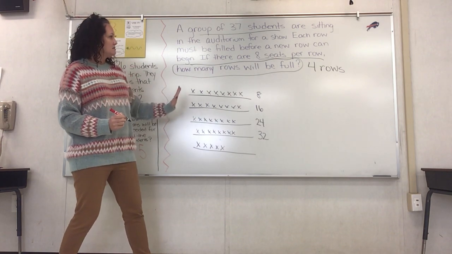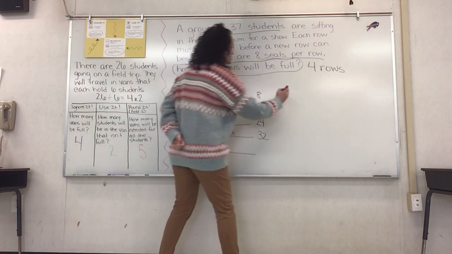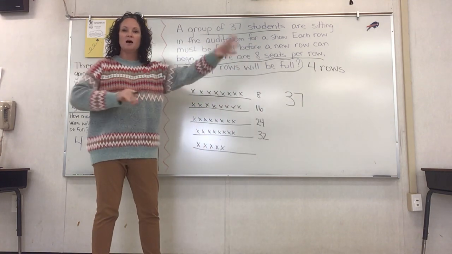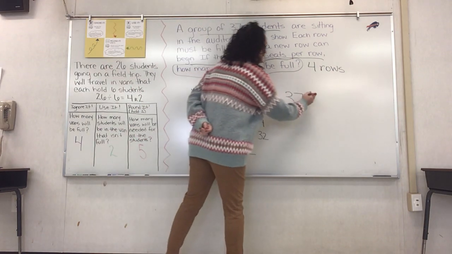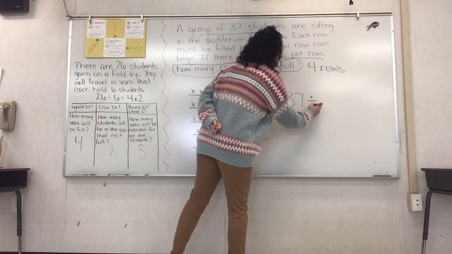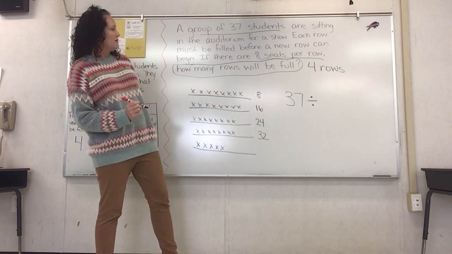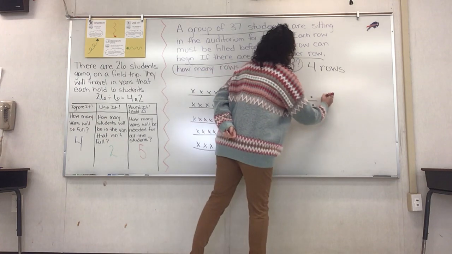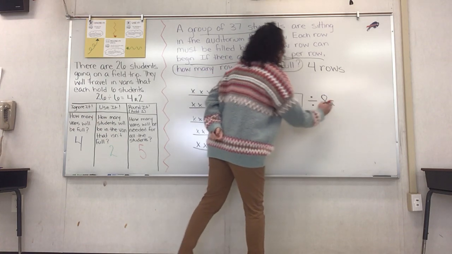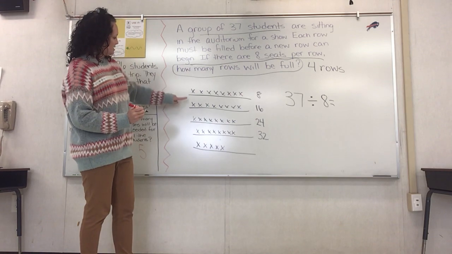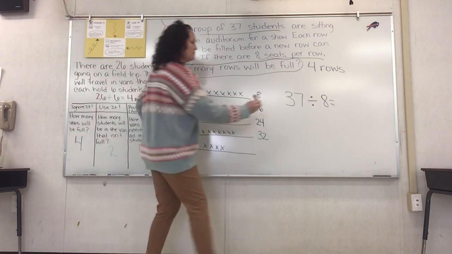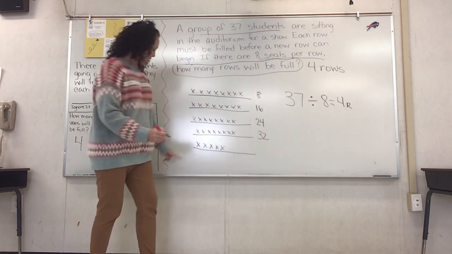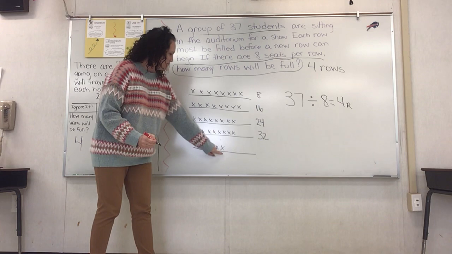What does the equation look like? So we have 37 students, right? And we're splitting them up, we're dividing them into groups of what? Eight. Groups of eight, because we have eight seats, right? What is our answer? One, two, three, four. Four fulls with a remainder of how many? One, two, three, four, five.